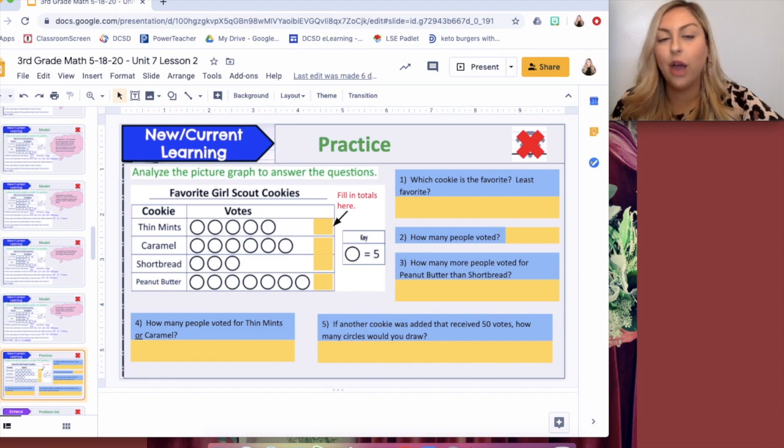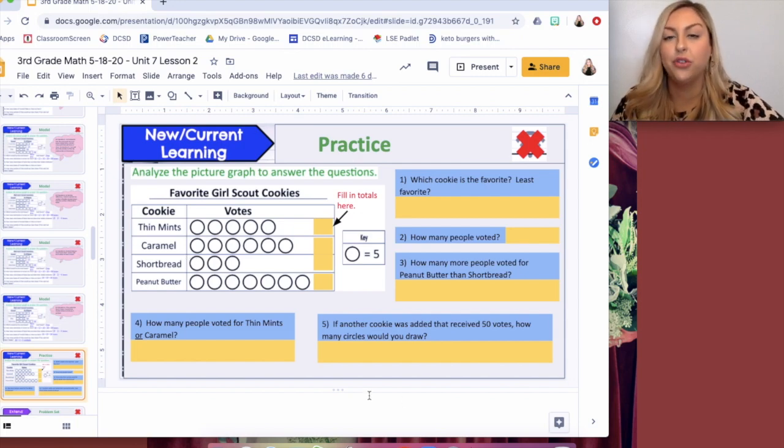You're going to take that same graph that we made for Miss Perry's Girl Scout question, and we are going to answer the questions and analyze the data. So first we're going to fill in the totals. The key is worth 5, so we have to count 5, 10, 15, 20, 25. 25 goes there. 5, 10, 15, 20, 25, 30. 30 goes there, and so forth. So you're going to count by 5s on these and put the totals for each cookie.